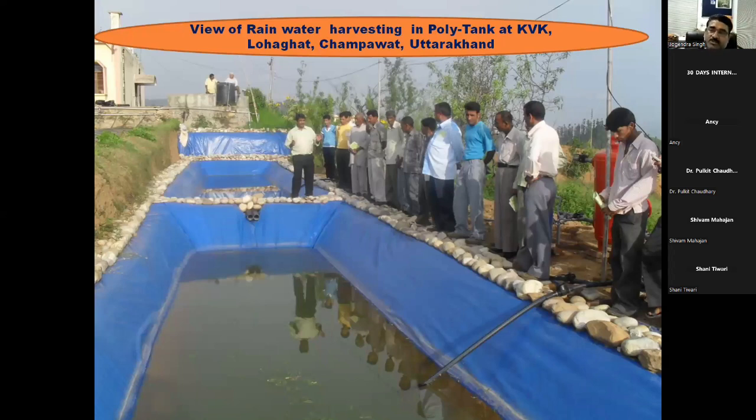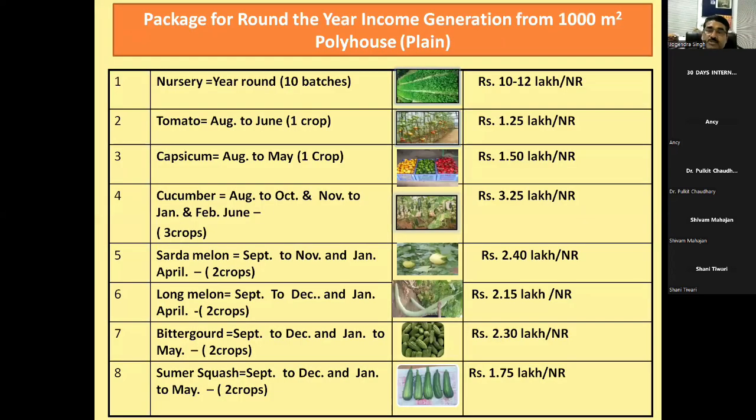So this is the beauty of roof rainwater harvesting for polyhouse irrigation under hill areas, contour areas, plateau areas, rainfed areas and dryland areas. So this is the beauty of the polyhouse, suitable for polyhouse cultivation. So this is the economics we can calculate.